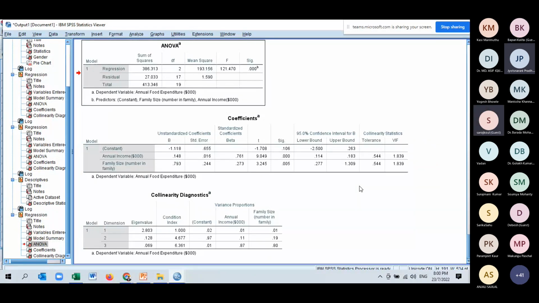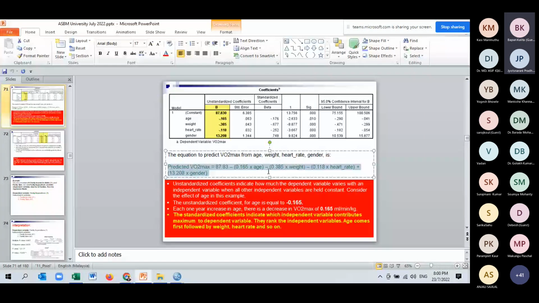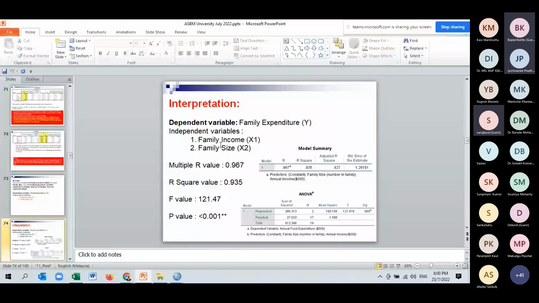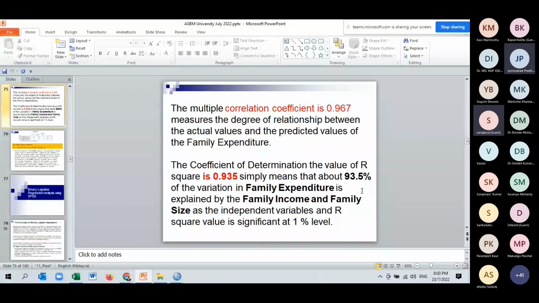And how do we write these results in the inference? I have given you the example step by step. Dependent variable is family expenditure, independent variables are family income and family size. We call them Y, family income X1, and family size X2. I got the model: R value this, R square value this, F value this, and P less than 0.001, highly significant. In a nutshell, we need to write it in the results section.